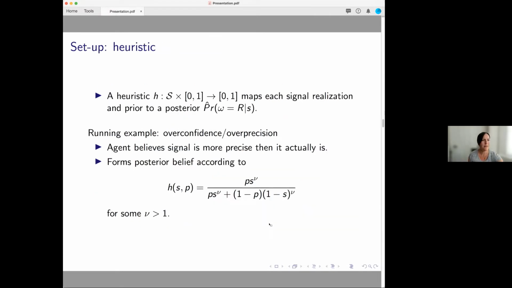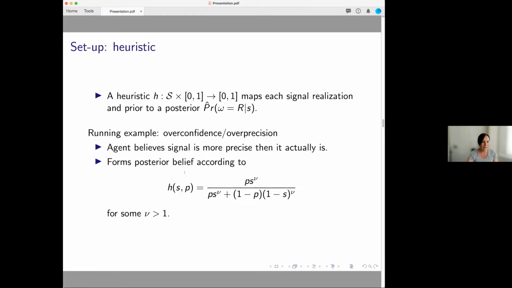Whereas the setup for the heuristic is simply a function h that maps signals and prior beliefs to posterior beliefs. So it maps each signal realization to the posterior, again using hat to denote the subjective posterior that the state is R, conditional on seeing signal S. And the running example of the heuristic that I'm going to use throughout the paper is a form of overconfidence, in particular overprecision, in which agents believe that the signal is more precise than it actually is. So they're essentially behaving as if they, say, counted the signal 2 or 3 times, like they've seen it 2 or 3 times when they're forming their beliefs.